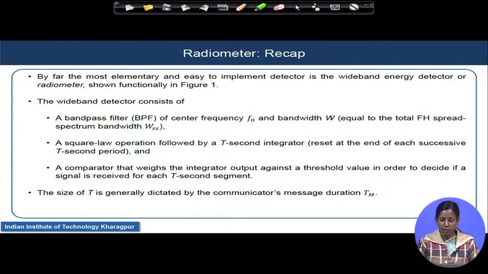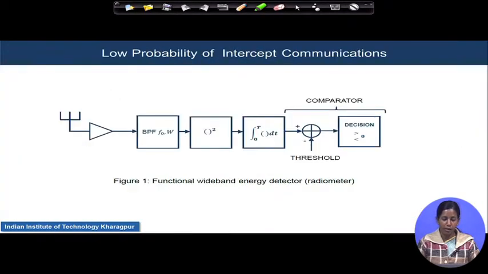We have seen the functionality and the block diagram of the radiometer in the last module. The incoming signal was first band pass filtered, at a center frequency f0, which is aligned with the center frequency f0 of the incoming transmitted signal, and this filter has a bandwidth of W matched to the signal. The output of the filter passes through a square law detector, and then it is integrated over a selected time duration of capital T.